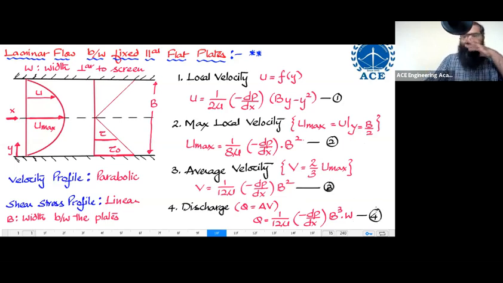Quickly take down the equations. Now you see how simple it is. You have to remember this. If you want to forget, you can't forget Q is equal to AV. Quickly take down: V is 2/3 of Umax. I have done that particular problem in kinematics. Please refer to that kinematics chapter's questions, you will understand.